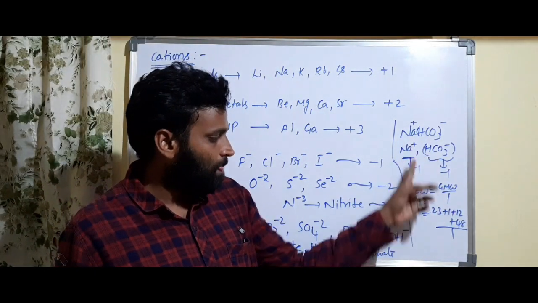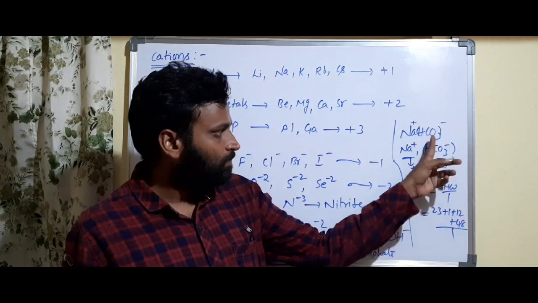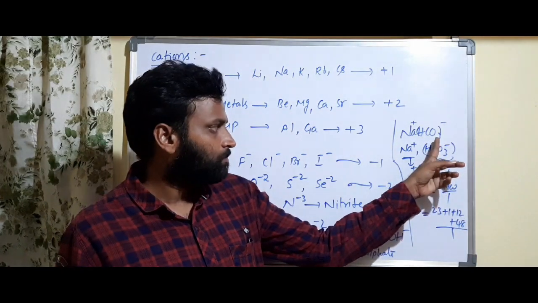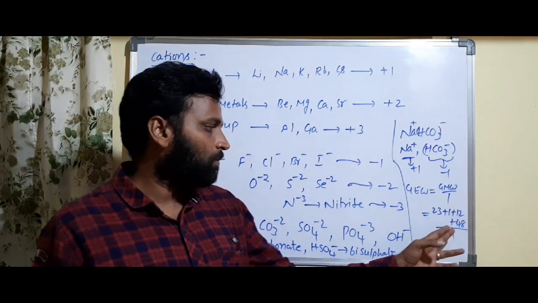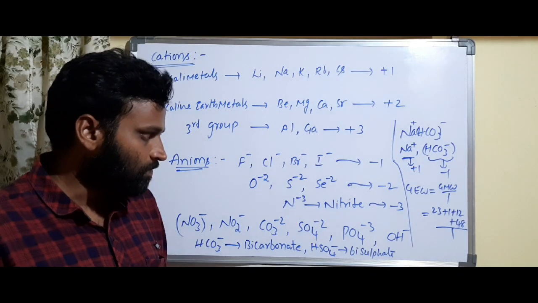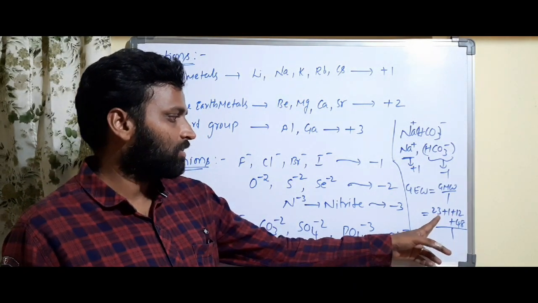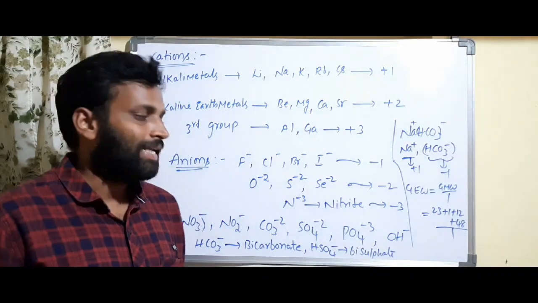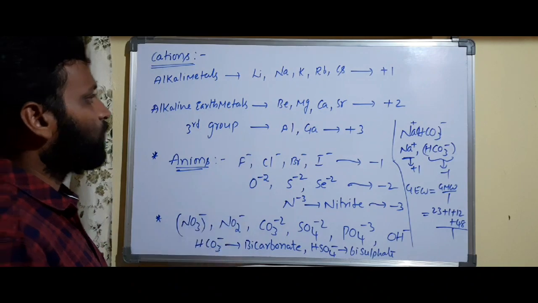Sodium is 23, hydrogen is 1, carbon 12, oxygen 16, so 3 oxygens make 48. So 23 plus 1 plus 12 plus 48, divided by 1, is 84. So we have to take that. Okay, so that will be the gram equivalent weight.